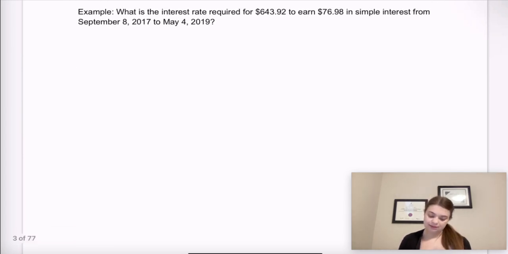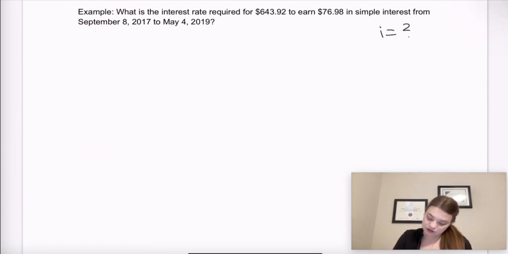This next one says, what is the interest rate required for $643.92 to earn $76.98 in simple interest from September 8th of 2017 to May 4th of 2019? All right, so let's first write down what we know and what we don't know. What we don't know is the interest rate. That's what we're trying to find out.